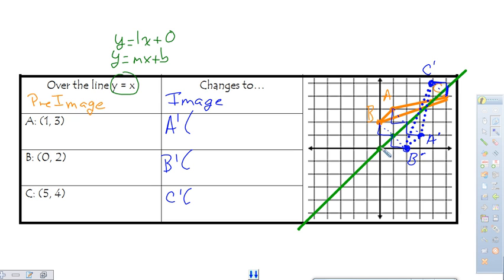So my A coordinate, I'm over 1, 2, 3, and up 1. My B coordinate, I am over 2 and up 0. And my C coordinate, I am over 1, 2, 3, 4, and up 1, 2, 3, 4, 5. Notice anything with those coordinates? Sneaky, sneaky.